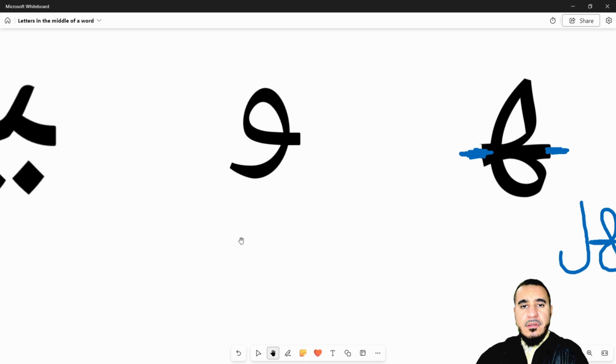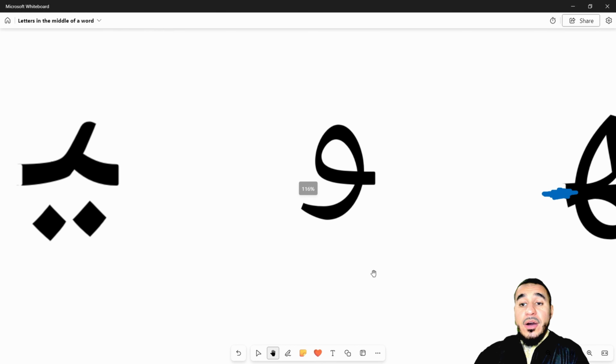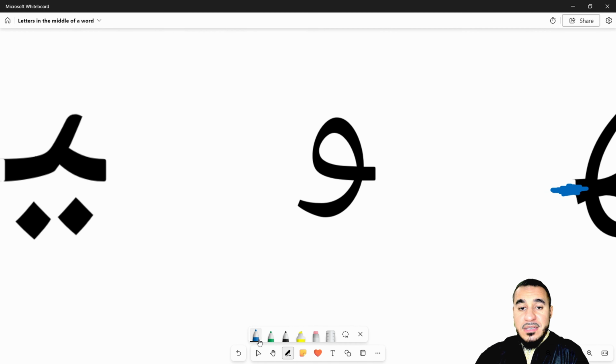Okay, Jamil. The waw. So the waw is from those letters that we said cannot physically attach to the letter that comes after it, but it can physically attach to a letter that comes before it in a word. So when the waw is in the middle of a word, meaning a letter comes before it and a letter comes after it, then it will physically attach to the letter before it, okay? Like having a ba here, and if we put the lam, then it will come like this, okay? It will not physically attach to it.